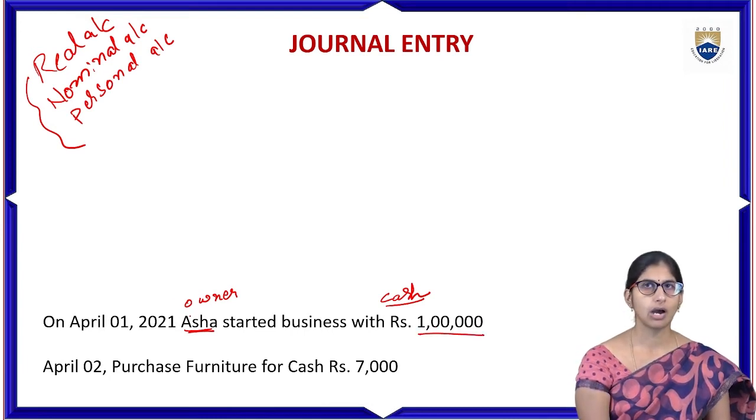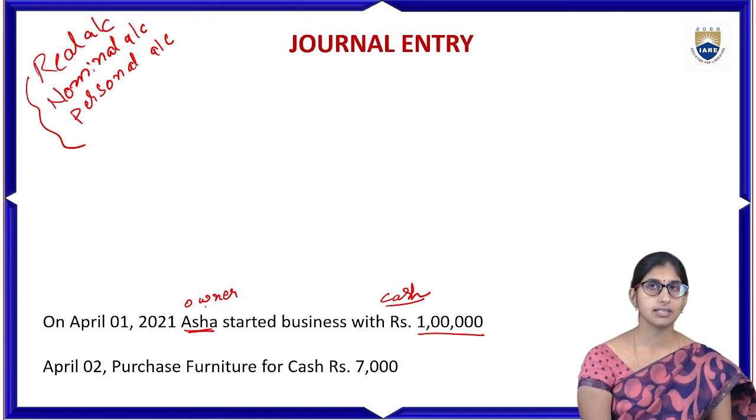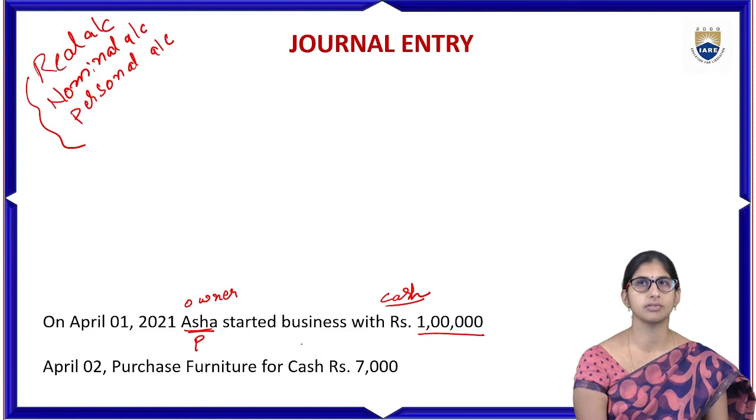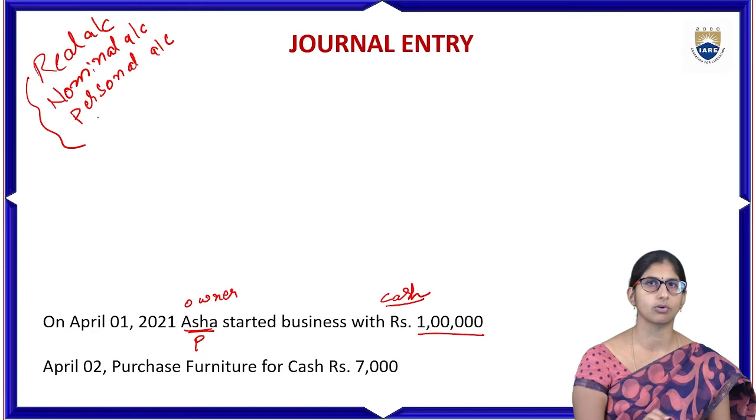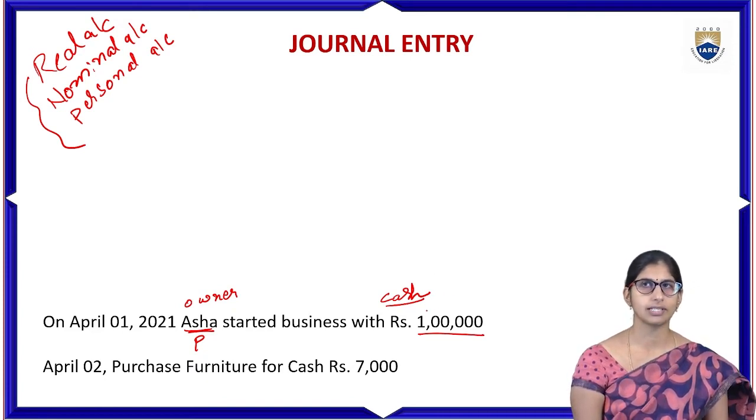Okay. So now Asha comes under which account? Asha is a name, that is one person, so it comes under a personal account item. So I'll write it as P. And coming to cash, cash comes under a real account. In the previous session, we discussed all the rules of accounts. So cash comes under a real account, so I'll just mark it as R.